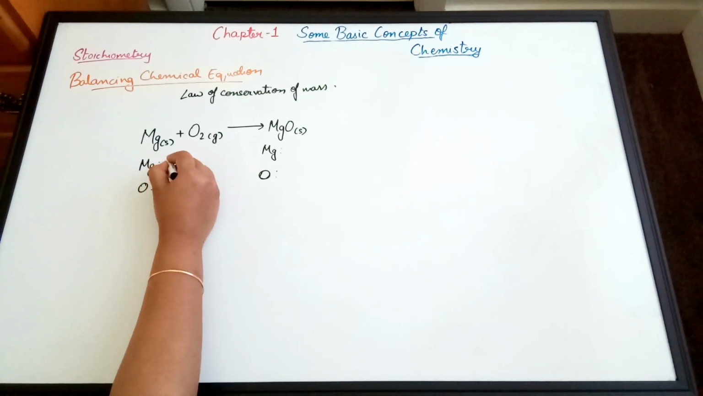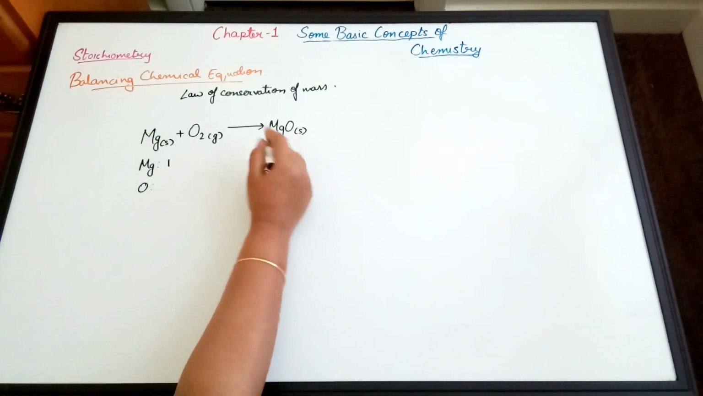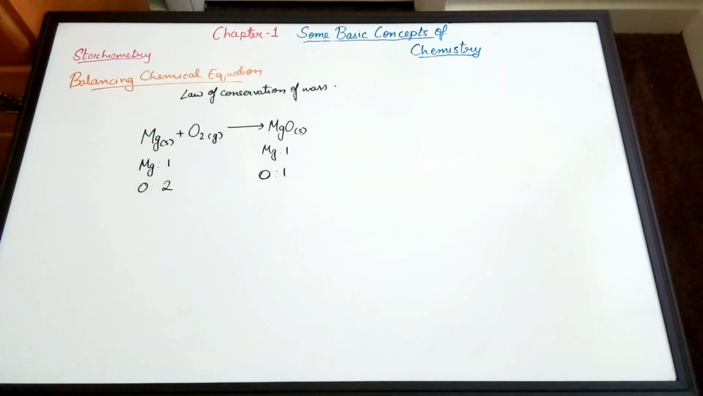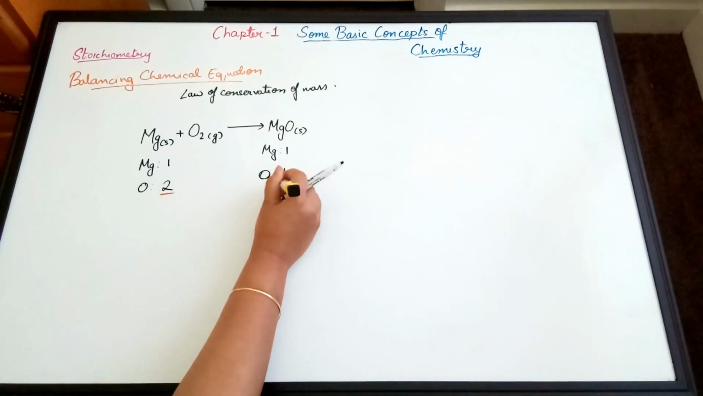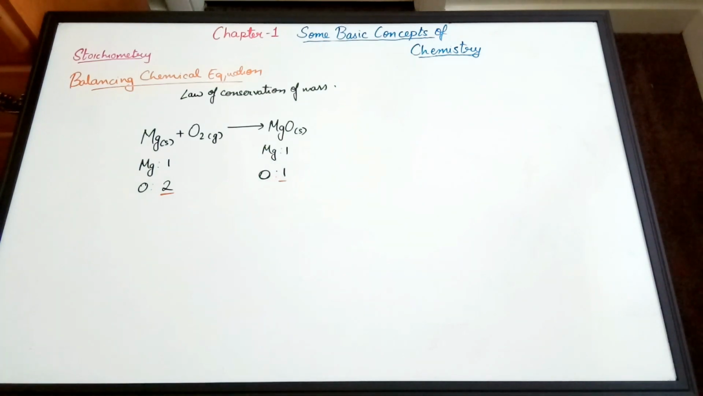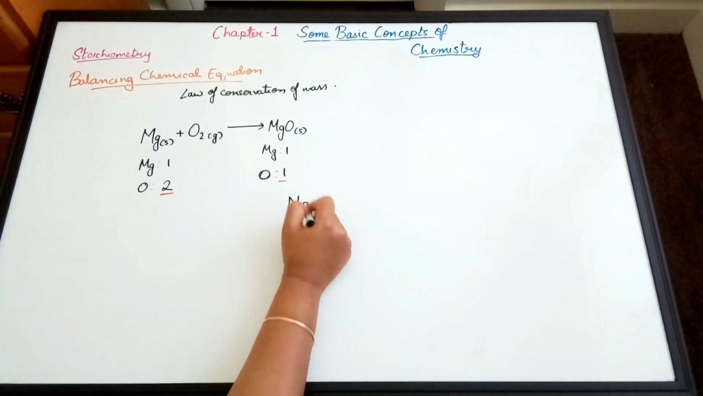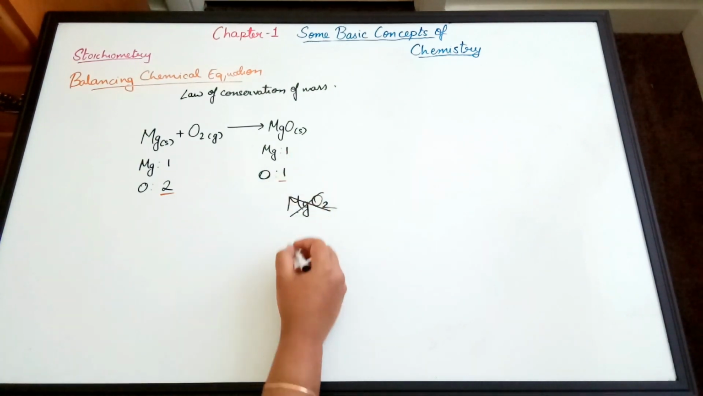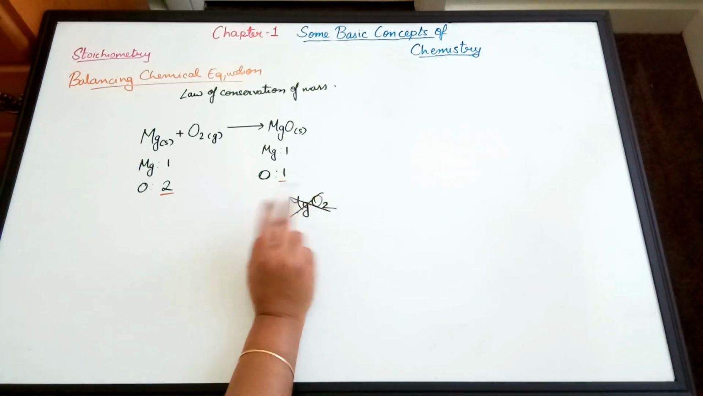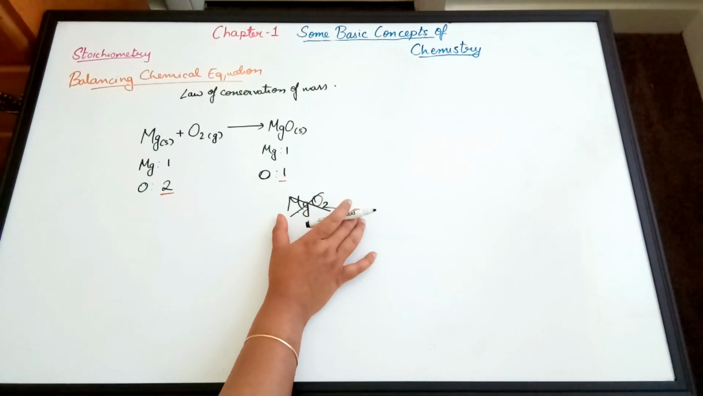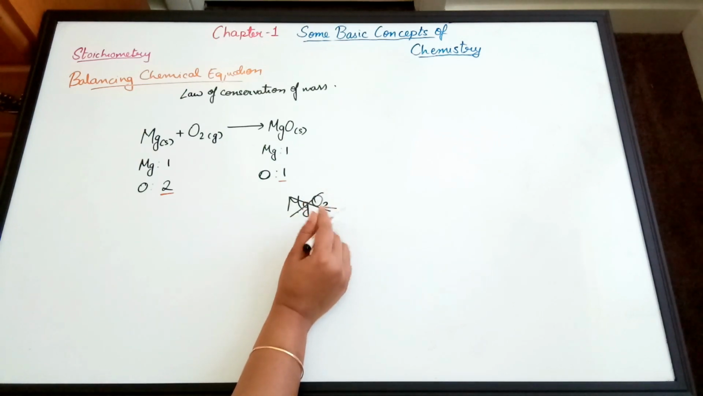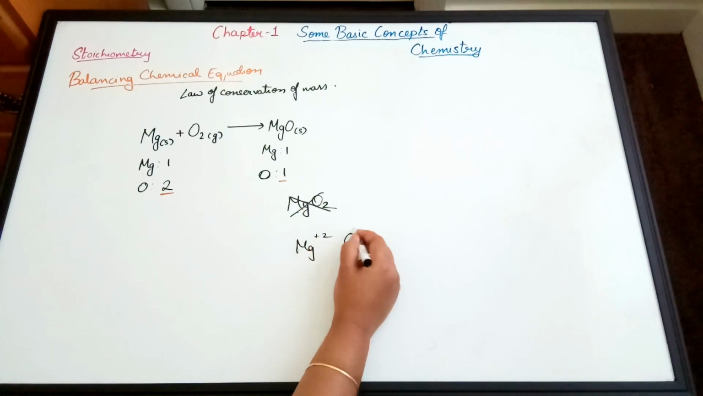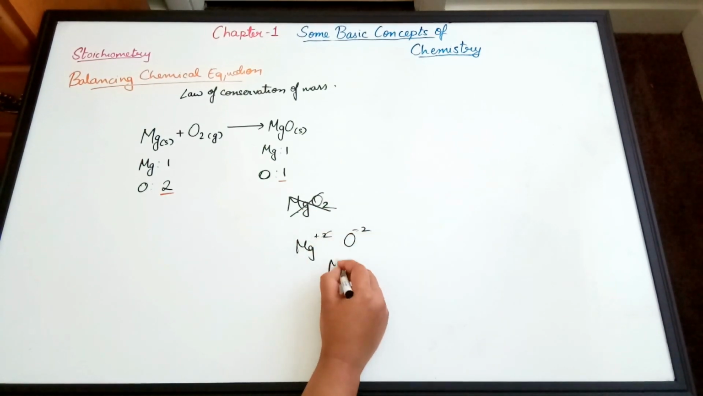Now, Mg is 1, because only 1, and this is also 1. This is having 2, this is having 1, which means the oxygen atom has to be balanced. Now, the only way I can, okay, so now we will write MgO2. Do you think this is right? This will be wrong, because again, I'm sure you would have learned this in your class 9 or 10. You would have studied the crisscross method, right? So Mg has a valency of +2, oxygen has -2, these two get cancelled, MgO.